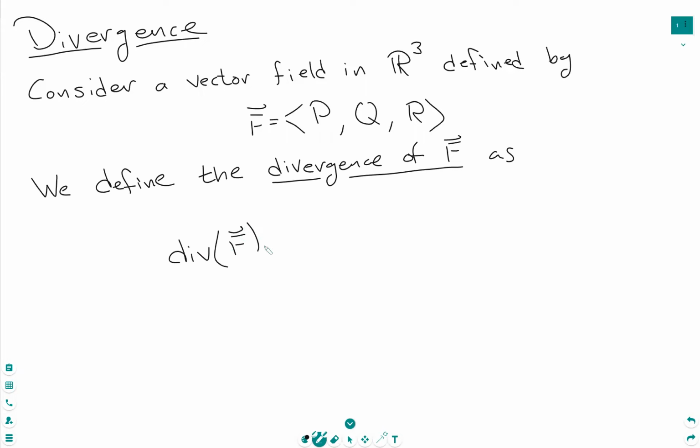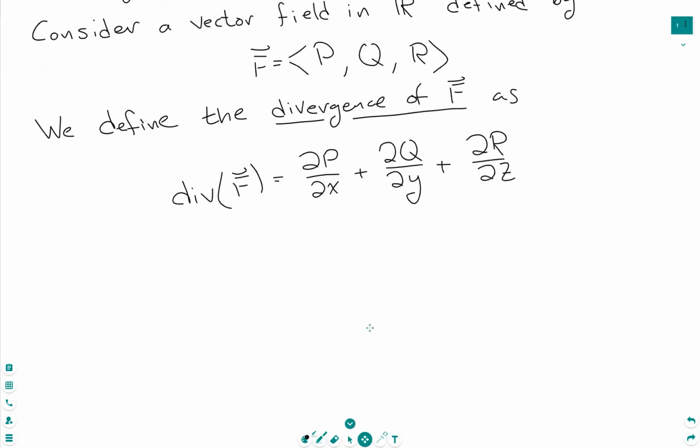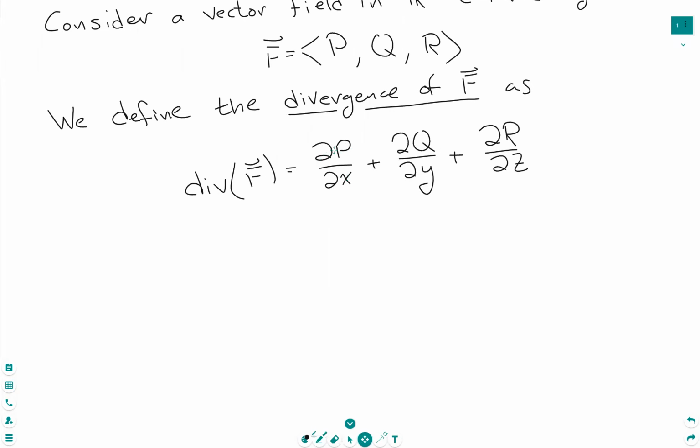we can write the divergence of F is equal to partial P partial X plus partial Q partial Y plus partial R partial Z. So each component function is taken with a derivative with respect to that element. So this is the X component, Y component, and Z component, and then we add all of these things together.